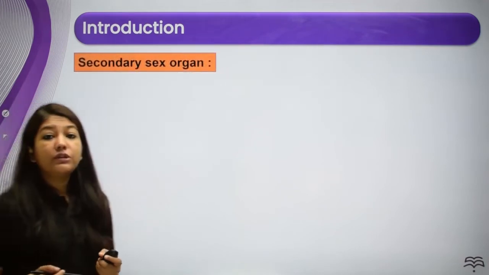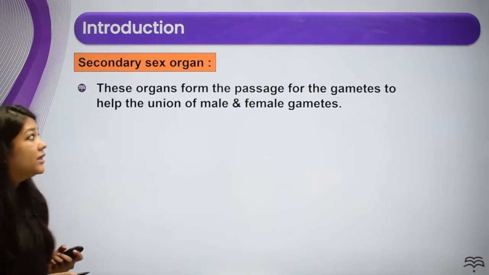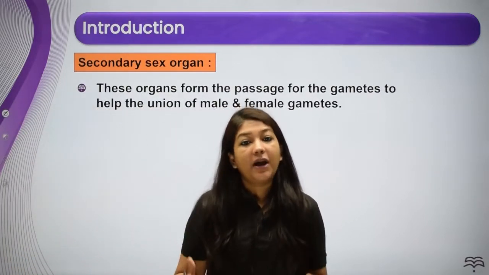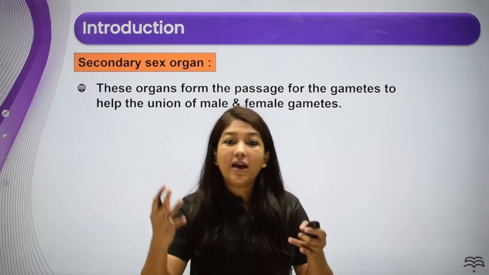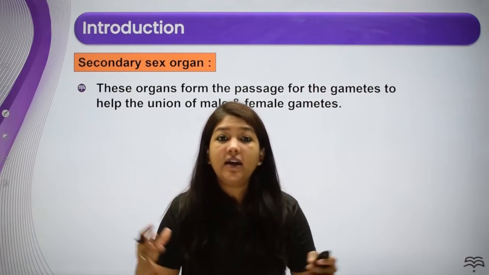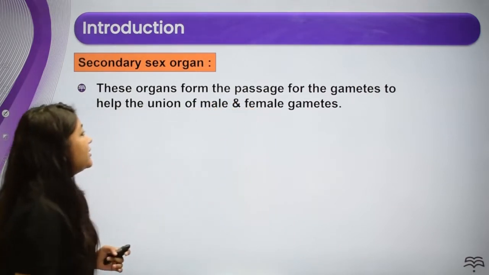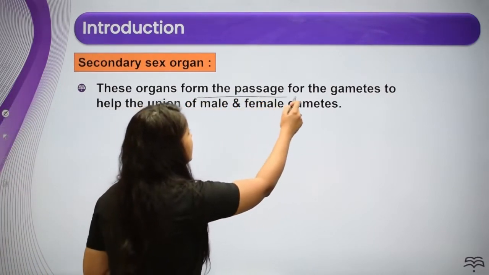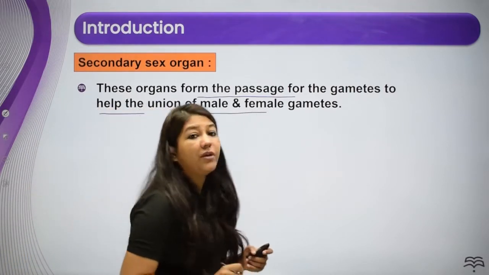Now, moving on to secondary sex organs. So, what are these secondary sex organs? These are the organs which form the passage of the gametes. देखो, primary sex organ के अंदर क्या होगा? Gamete formation होगा. अब उन gametes को रास्ता देना पड़ेगा, right? A passage has to be provided. So, for that, the secondary sex organs come into the picture. The organs form the passage for the gametes to help the union of the male and female gamete.